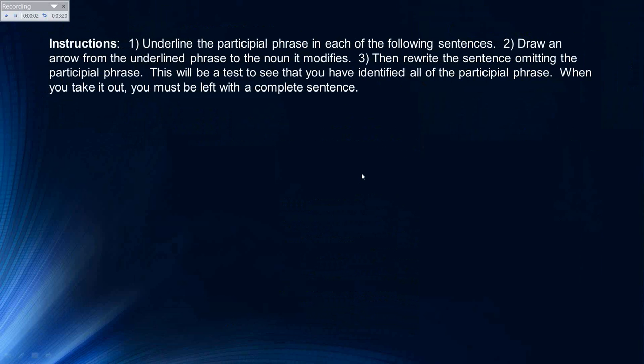On this little exercise, we're going to underline the participial phrase, draw an arrow from the underlined phrase to the noun that it modifies, and then rewrite the sentence omitting the phrase. So you've got, I know the woman crossing the street. Crossing the street is your participial phrase. If you take that out, you would be left with, I know the woman. The point is, I want you to be sure to understand that these participial phrases can be taken out of the sentence.